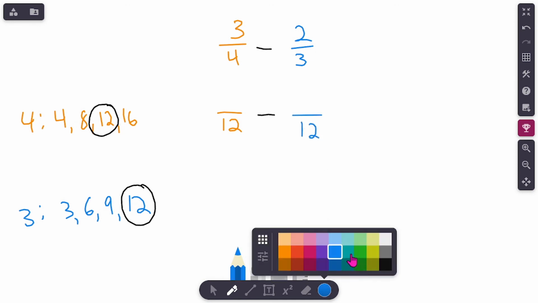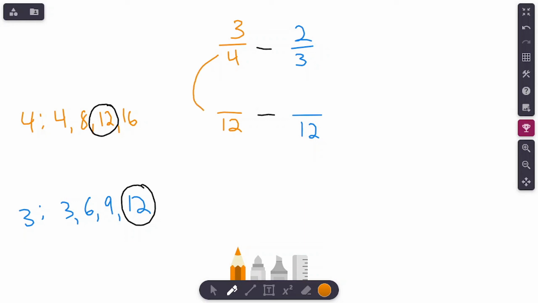Now let's create some equivalent fractions. 4 times what gives you 12? 1, 2, 3. If you multiply the bottom by 3, you multiply the top by 3. So 3 times 3 is 9. 3/4 is equal to 9/12. We created equivalent fractions. Let's do the same thing for 2/3. Let's create an equivalent fraction that has a denominator of 12.